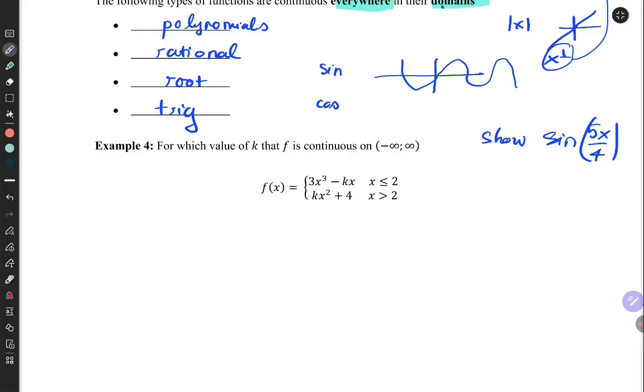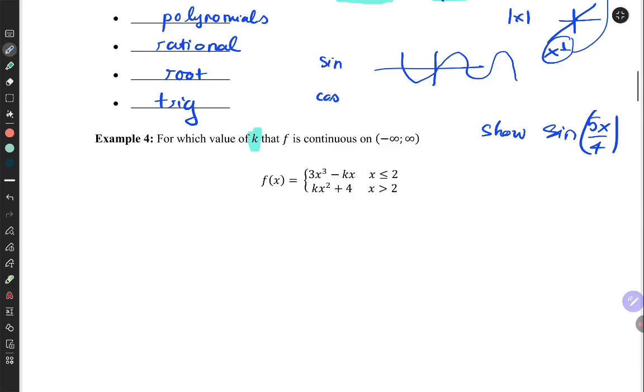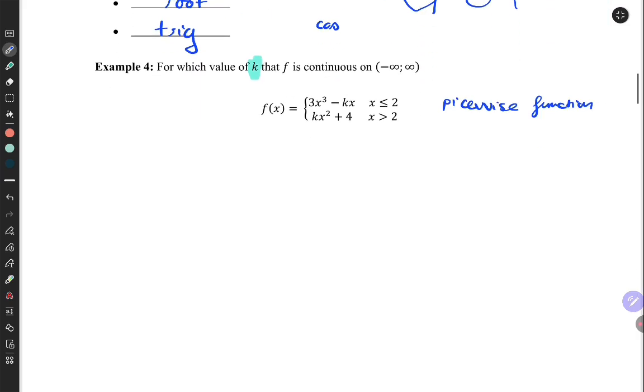For which value of k, so find k in other words, find k that makes this function a function that you use a bracket like this. You know, what do you call this kind of function? You have a bracket like this. Piecewise function. Yeah, piecewise function. It's separated into pieces. That's why it's called a piecewise function. So f of x is just a piecewise function, okay?